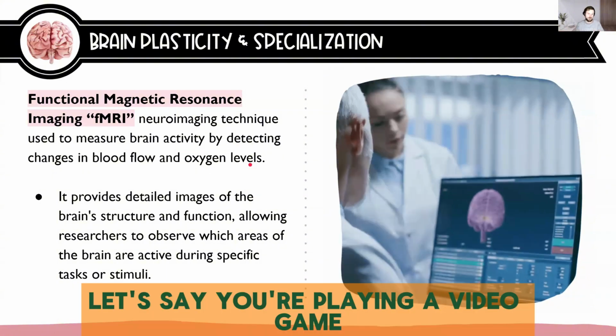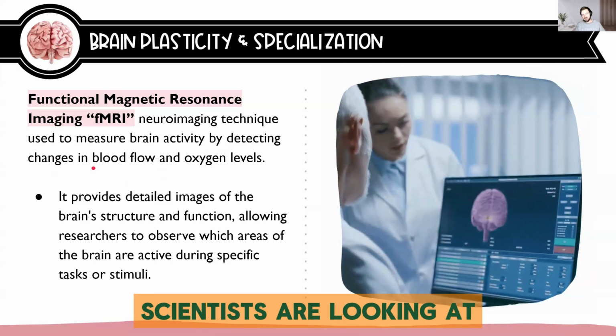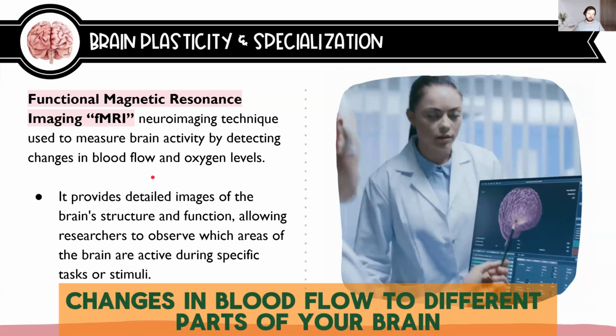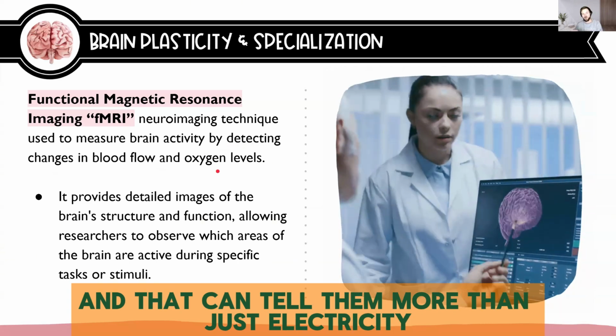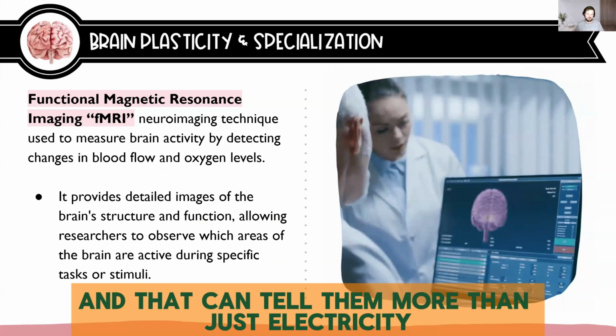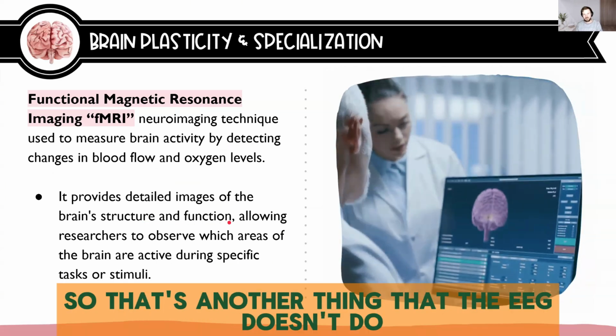Let's say you're playing a video game while you're in an fMRI. While you're playing that game, scientists are looking at changes in blood flow to different parts of your brain and oxygen levels to different parts of your brain. And that can tell them more than just electricity. It provides detailed images of the brain's structure and function. So that's another thing that the EEG doesn't do.